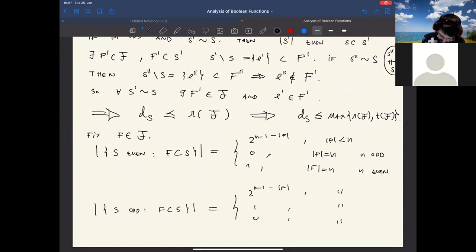And these are exactly the same. So we call this function here h even of the cardinality of F, and we call this function here h odd of the cardinality of F. Maybe h is not a good name. Let me put, say, P.